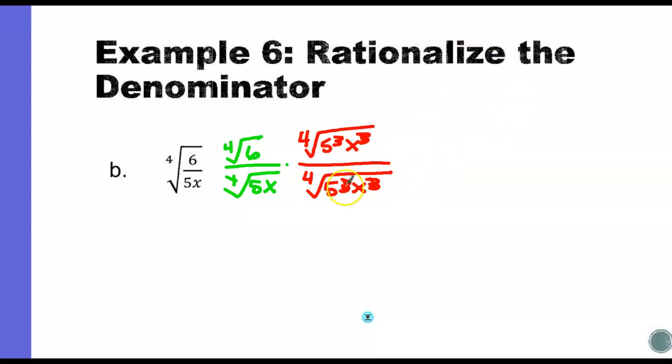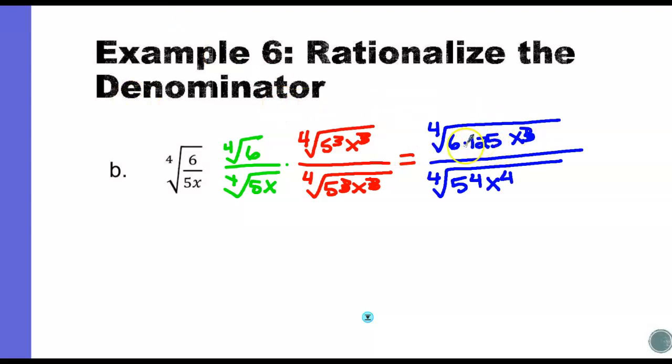All right, and the reason I'm doing this is because, of course, I need those groups of 4 in order to make this cancel out. So let's see what happens. So notice what I have here, 6 times 125. I got the 125 from 5 to the third. And then I have this x to the third. And look at my denominator. I got 5 to the fourth, x to the fourth, and I got that from 5 to the power of 1 times 5 to the power of 3 is 5 to the power of 4th. Same thing with the x's.